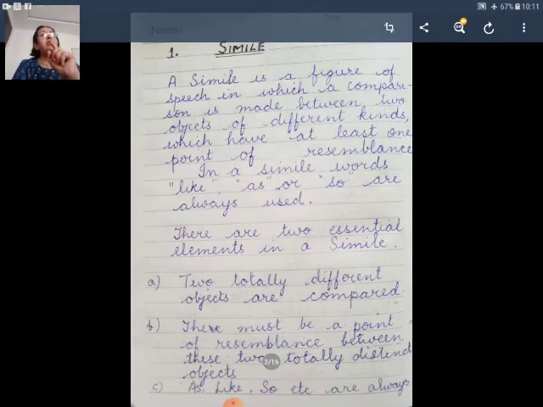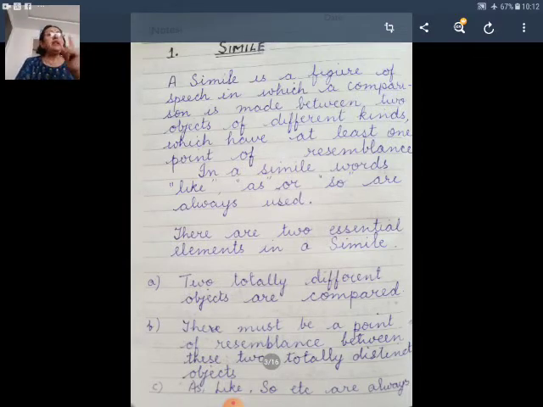A simile is a figure of speech in which a comparison is made between two objects of different kinds, which have at least one point in common or resemblance. In a simile, words like as, like, so are always used. As, like, and so. These three words will make you understand at once that this is a simile. There are two essential elements in a simile which I have already told you, but you must remember them as soon as you see the lines in a poem.